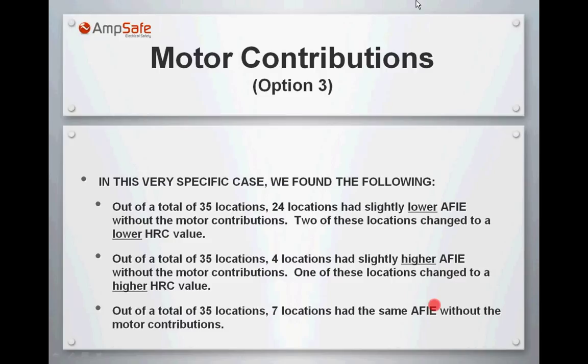And one of these locations changed to a higher HRC value. And out of a total of 35 locations, 7 locations did not change even without motor contributions, okay? So 2 locations changed to a lower HRC without the motor contribution, and 1 location changed to a higher one without the motor contribution, okay? So in this particular case, was this change substantial?